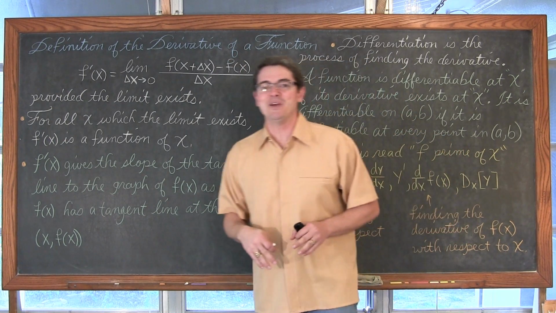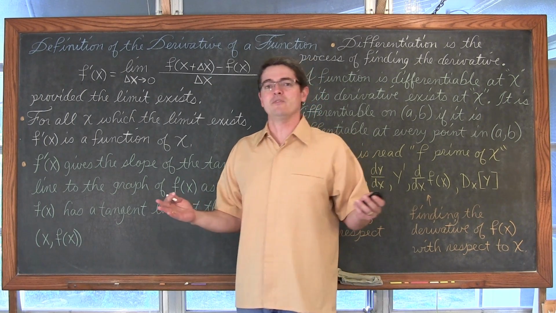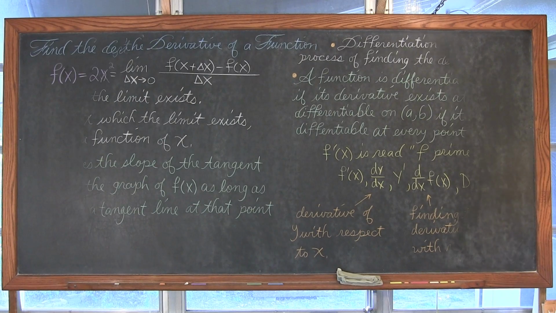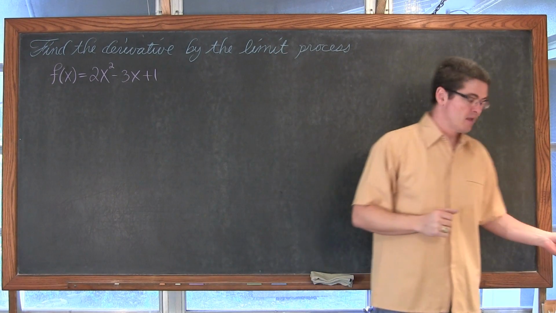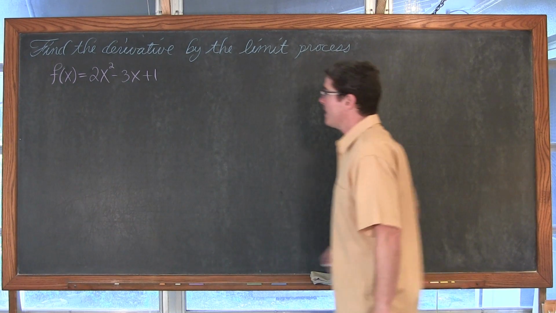And hopefully this one video helps you get through your homework, probably at the beginning of learning again, of course, about your derivatives. With that definition, find the derivative by the limit process. We have f of x is equal to 2x squared minus 3x plus 1.